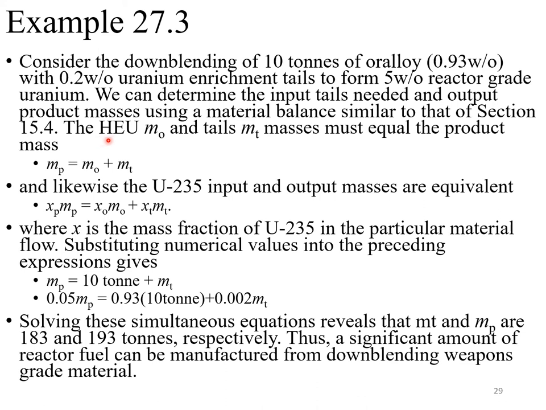The highly enriched uranium mass M_HU and the tails mass M_T must equal the product mass. So we have the mass of the Oralloy plus the tails at 0.2 weight percent equal to the mass of the product whose weight percentage is 5%. Similarly, the uranium-235 input and output masses are equivalent. So we have the U-235 from the Oralloy plus the U-235 from the tails equal to the U-235 in the product, at 5%. Here x is the mass fraction of U-235 in the particular material flow.